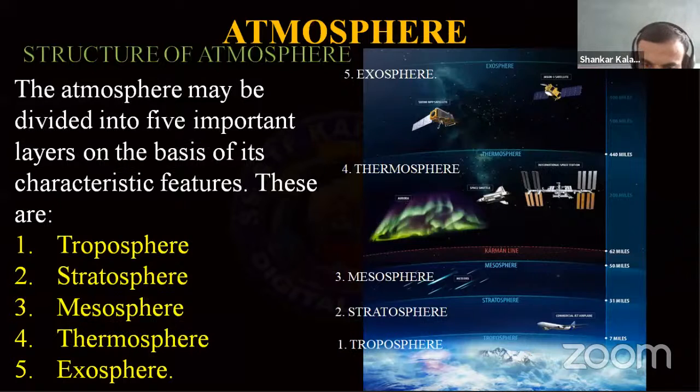The third is the mesosphere, which is found between the stratosphere and the thermosphere. The fourth is the thermosphere, which is found between the mesosphere and the exosphere. And the last one is the exosphere, which is spread above the thermosphere.